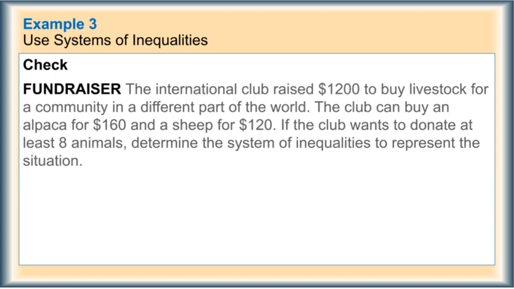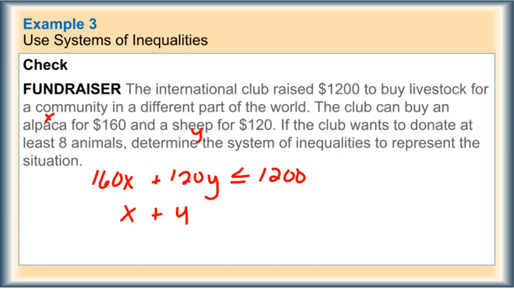So our two inequalities, the first one, 160x, I'm going to use x for alpacas. I'm going to use y for the sheep. So $160 for each alpaca plus 120 per sheep has to be less than or equal to 1,200 because they only have $1,200 to spend. Next one would be alpacas plus sheep have to be at least 8 animals. They want to donate at least 8. So at least means 8 or more. So these are our systems.